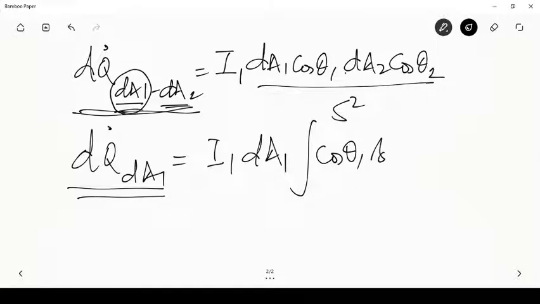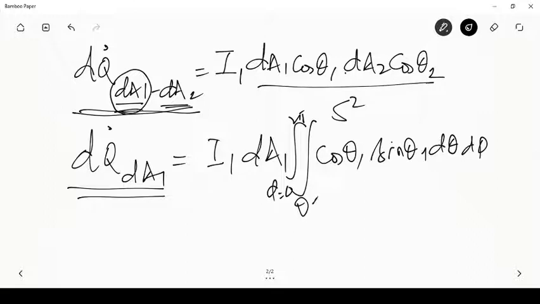into sin theta 1 d theta d phi, over phi equal to 0 to 2 pi and theta equal to 0 to pi by 2. Okay, so this is the integral. So I1 dA1 d omega, and integral over the d omega over the hemisphere. Now this integral we said will be equal to pi. So this is pi I1 dA1.